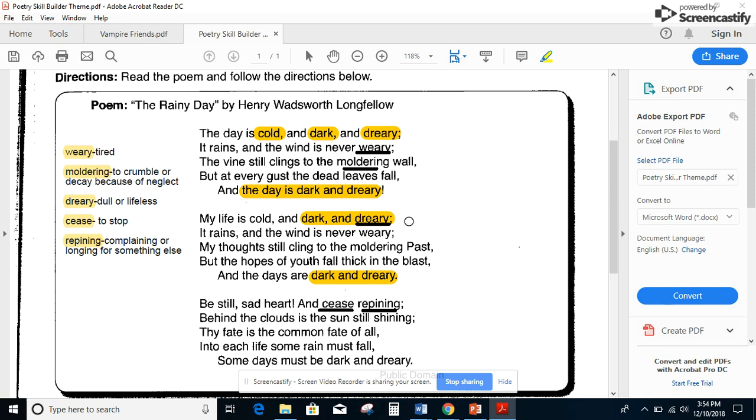Now let's move on to the second stanza. My life is cold and dark and dreary.